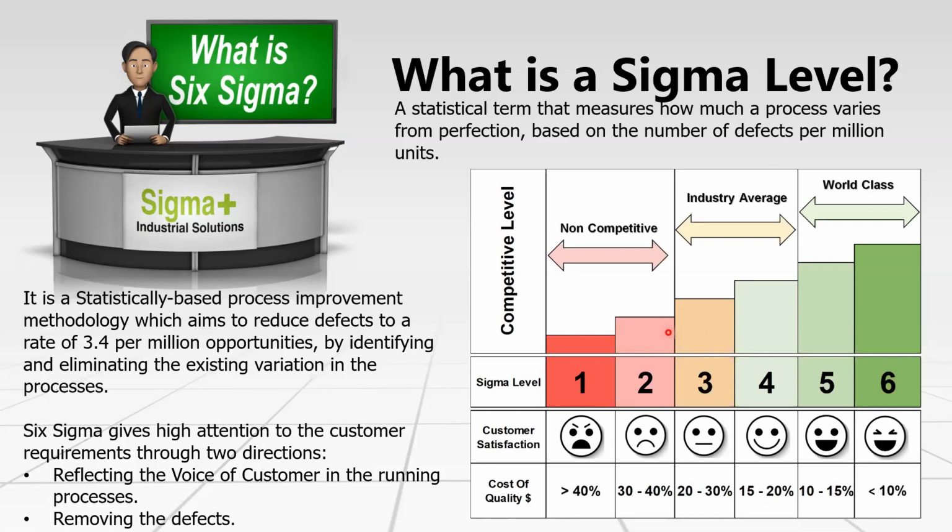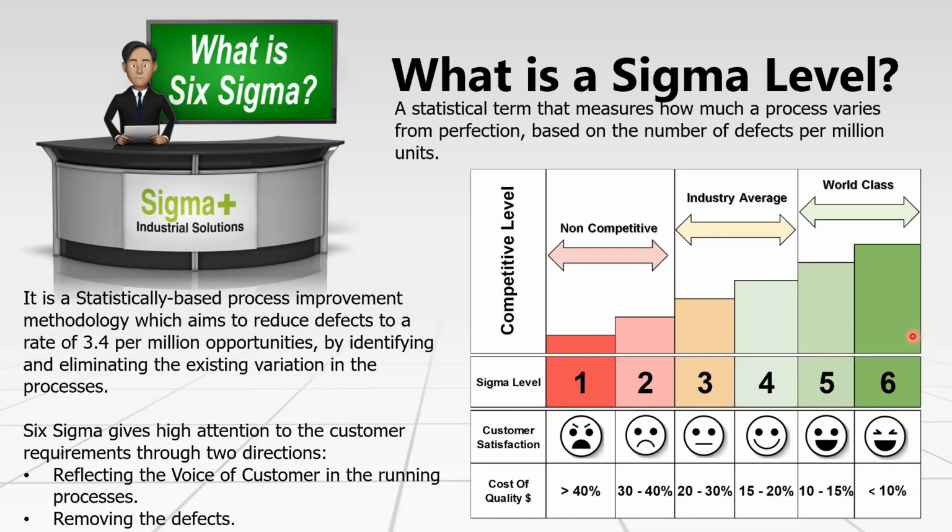There is a classification for the Sigma level based on the worldwide competition. Those companies who have a Sigma score between 1 and 2 are classified as non-competitive, while those rated 3 and 4 are at the average rate, and those between 5 and 6 are known to be the world class or the best in class. And the cost of quality for the world class should be less than 10%.